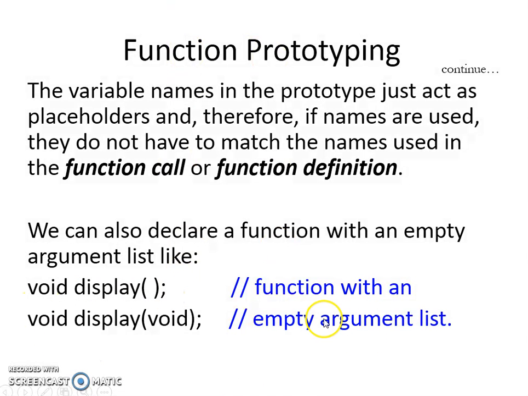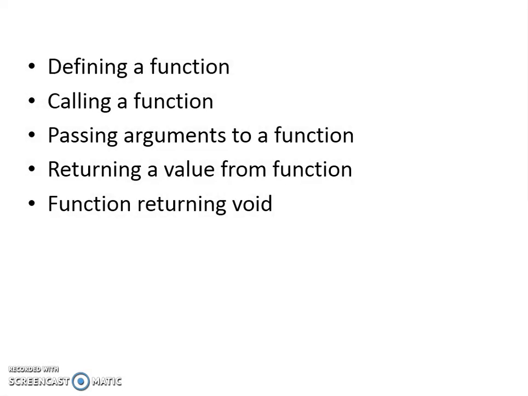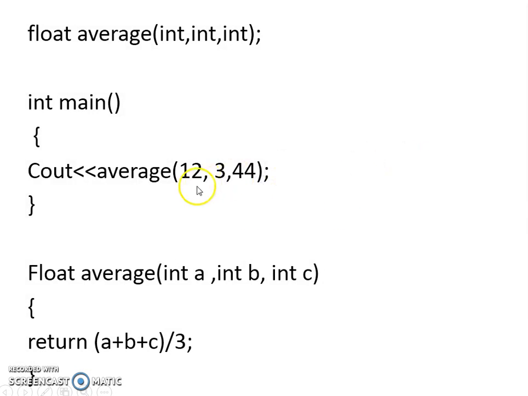Next, function call. Before you make a function call, you need to define the function that you will define after main program. So when you want to deal with a function, these are the important steps you have to follow: defining a function, calling a function, passing argument to a function, returning a value from function. Function returning void means you will not return anything, rather you will display in the function itself. Here we'll take one example.